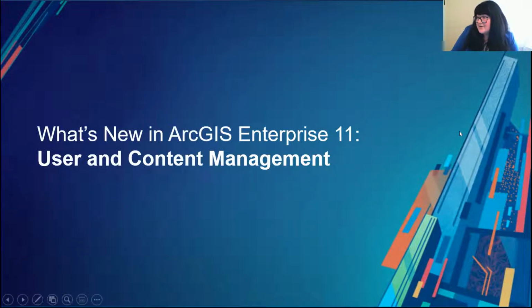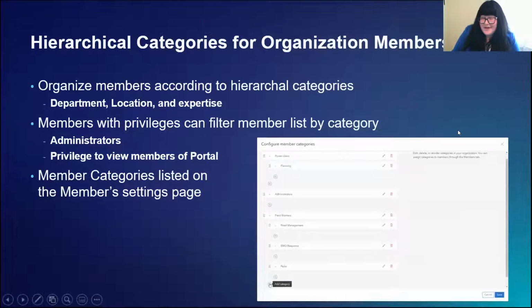Now, one of the first things we're going to talk about are hierarchical categories for organization members. These allow administrators to organize members of their organization by various characteristics. You can now set up these categories to have group members grouped together by department, location, and expertise. And once these categories are configured, administrators and members with the correct privileges can filter the list of members by member category, which is also displayed on the members user settings page. And this characterization further helps organize your members with relevant information and eases privilege management work for administrators.